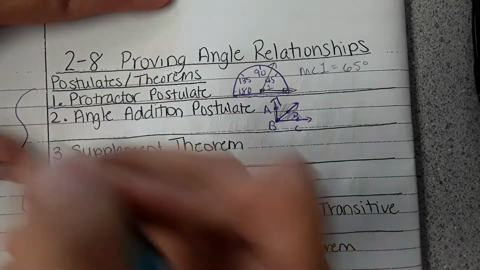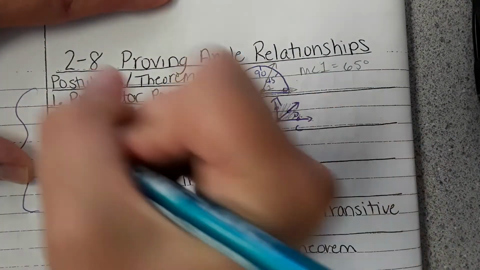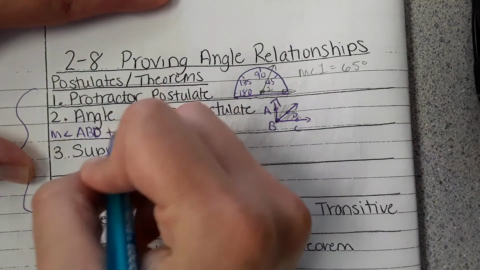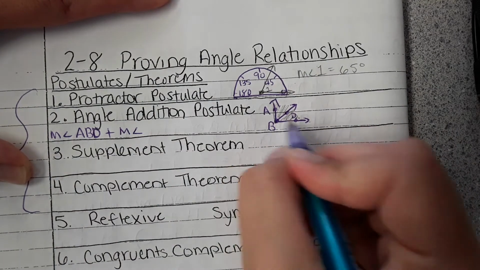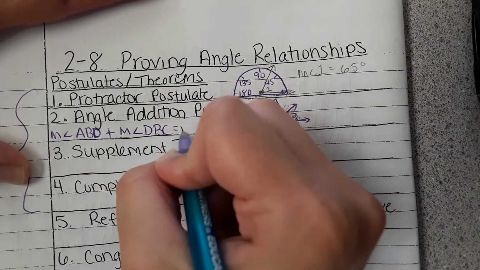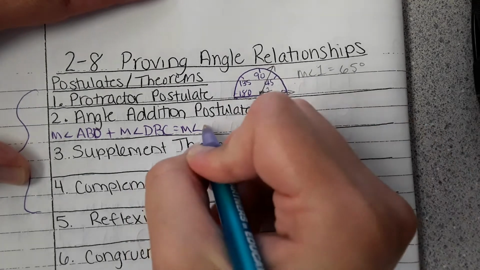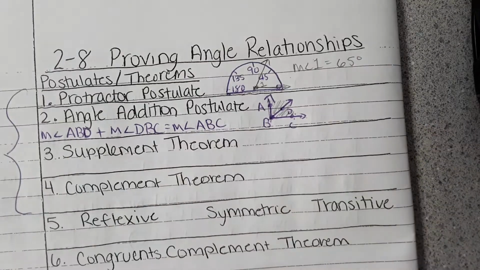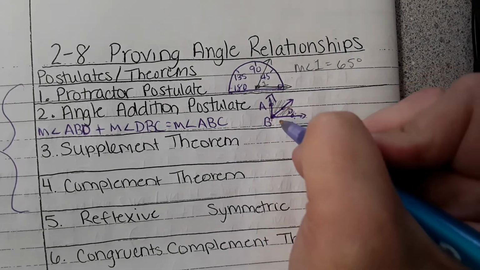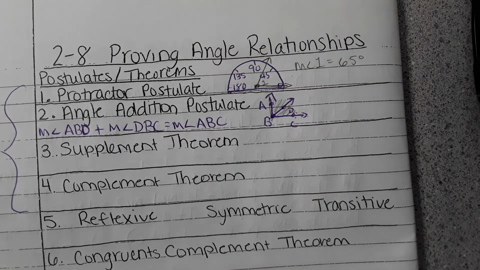If we were to write this out, measure of angle ABD plus measure of angle DBC equals the measure of angle ABC, the entire thing. When you're naming angles, it's important that you're saying the letters in order, with the vertex being the middle letter.